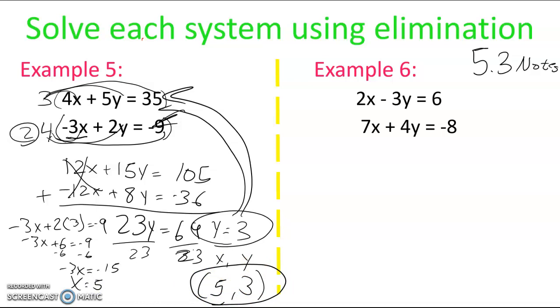Now, example number 6 is again kind of the same process. I want to find a variable that I want to cancel out. And I see that automatically I have a positive and a negative for my y values. So what I'm going to end up doing is using my y values to cancel out. If I multiply this top equation by 4 and I multiply this bottom equation by 3, I'm going to get a negative 12y and a positive 12y.